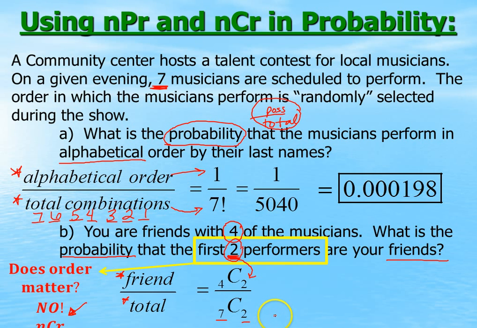You type it in. Remember, your calculators can do this stuff for you. 4 choose 2 is 6. 7 choose 2 is 21. And if you wanted this as a decimal, it would be 0.286.